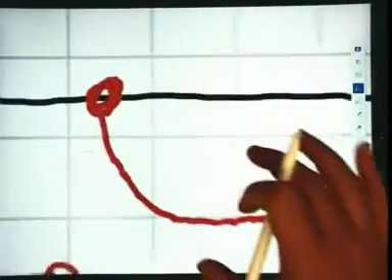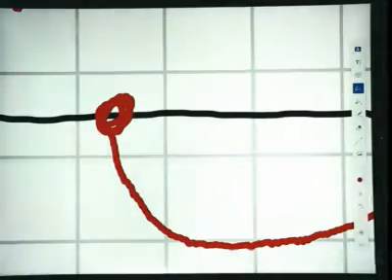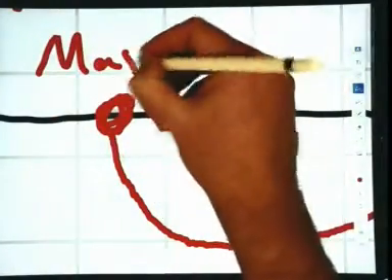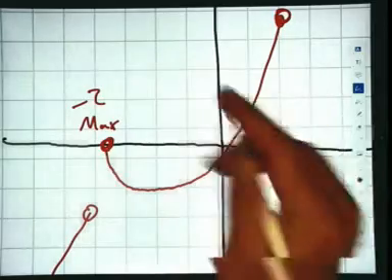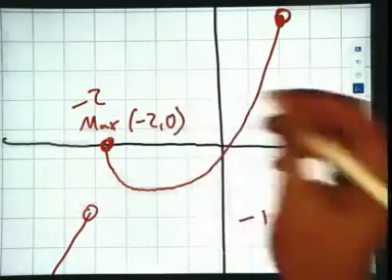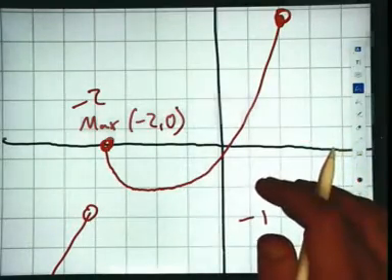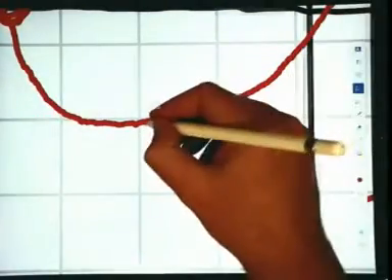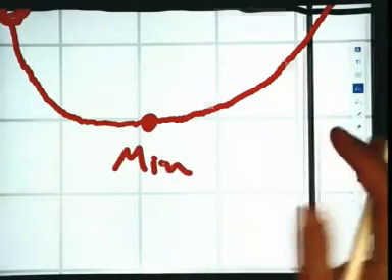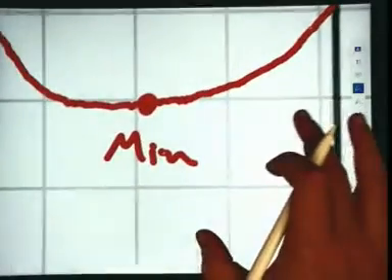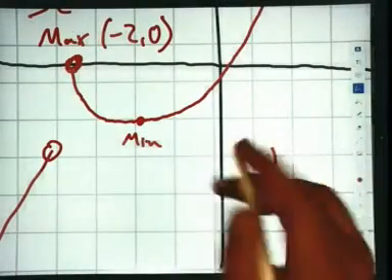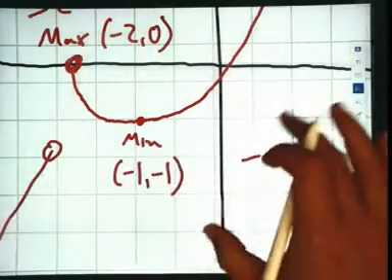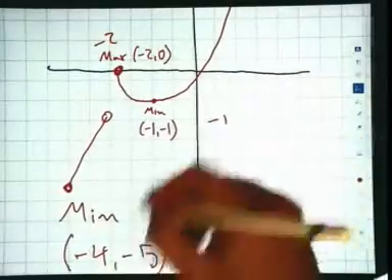Now, if I were to zoom in just on this part of the graph, I could declare that this would be a max or maxima. And what are the coordinates of that point? The coordinates of that point are (-2, 0). Now, again, if I zoom in on the graph, it is doing this. This point right here would be a min, a local minimum. It's a minimum point on a portion of the graph. And we can decide what those coordinates are. If you just look at the graph, it looks like it's at (-1, -1). So we got two minimas.